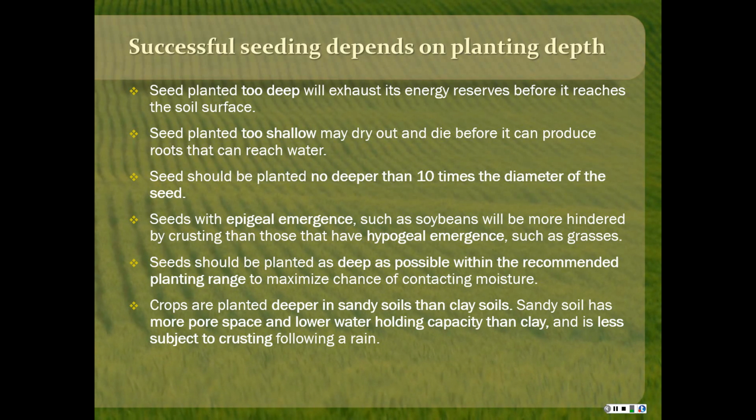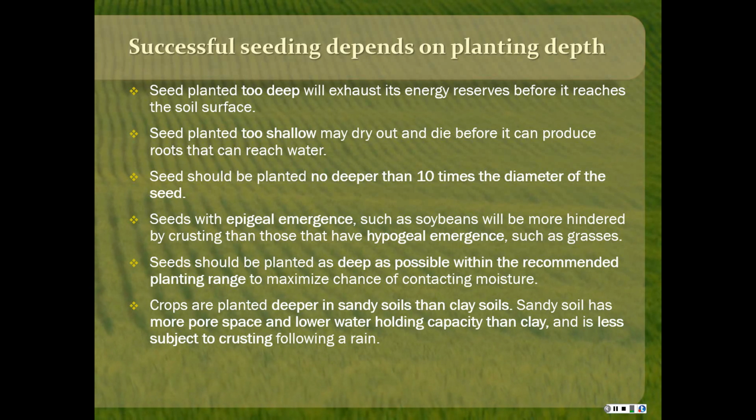But it's like that, soybeans have a really hard time coming through crusted ground. It really stresses the plant. And so seeds should in general be planted as deep as possible within the recommended planting range. That's just to maximize the chance of contacting moisture. If they don't contact moisture in the soil, they won't.